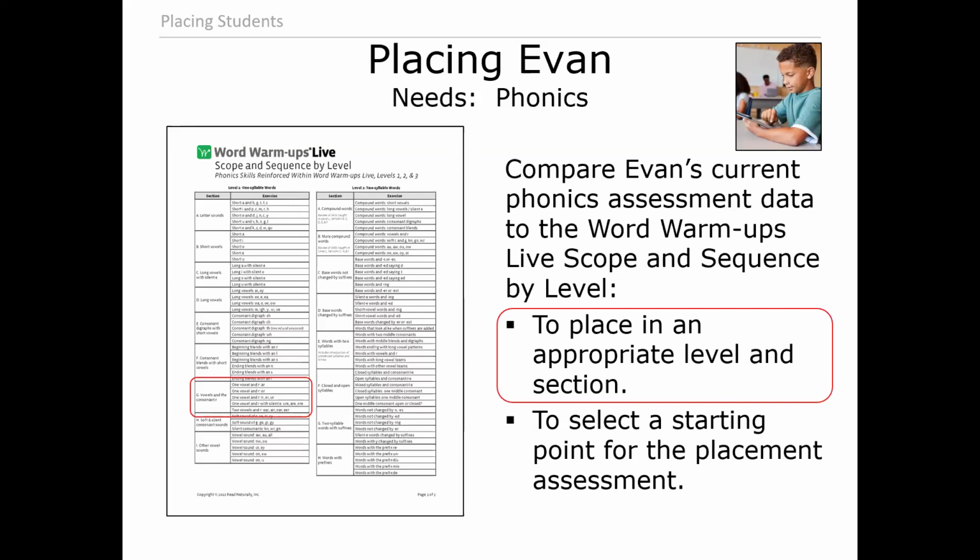So because I already know it, I don't have to give Evan another assessment. I can look at the scope and sequence, and I can see which level and section teaches R-controlled. The red box is around it on the left. It's level 1, section G. Okay, I don't have to do the placement. I can just manually assign it.